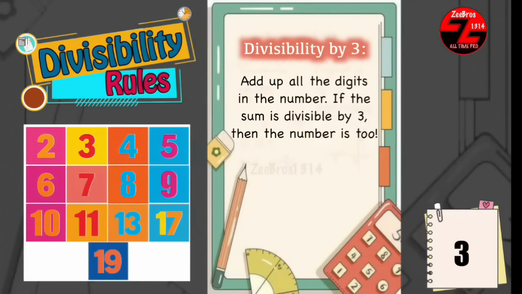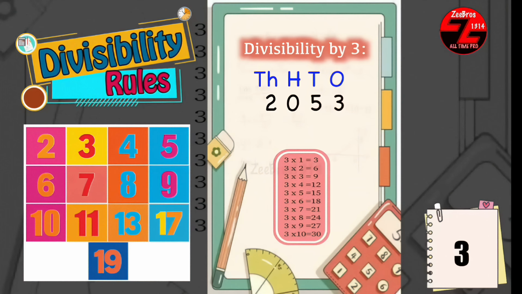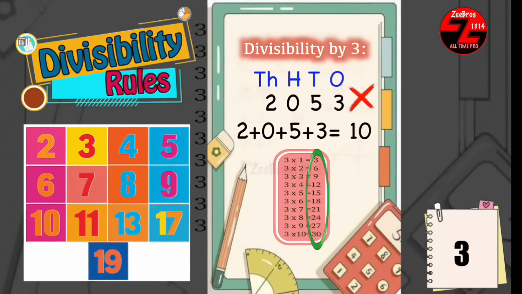By 3. First, add up all the digits in the number. If the sum is divisible by 3, then the number is also divisible by 3. Let's take an example. 2053. When we add all the digits of 2053, it makes 10. In the table below, you can see 10 is not the multiple of 3. So, we can say 2053 is not divisible by 3.